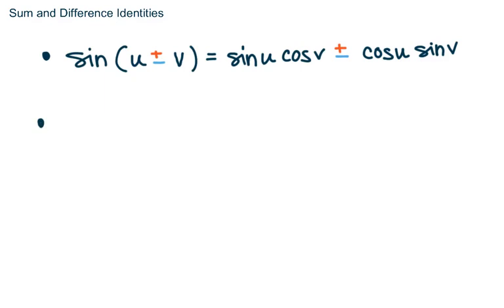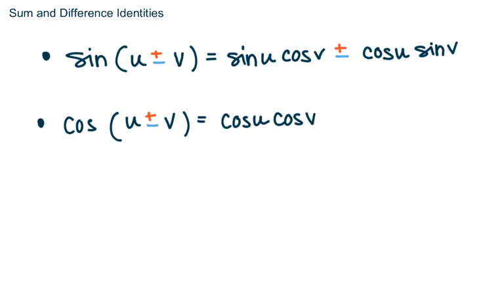So let's look at what cosine of u plus minus v looks like. So my pattern here, this is going to be cosine u times cosine v minus plus sine of u times sine of v. So notice if I start with a plus, when I expand it, there's a minus. And if I start with a minus, expand it, and get a plus.